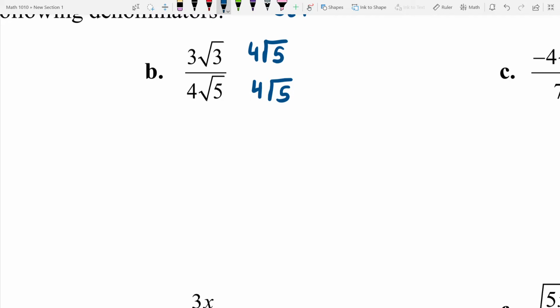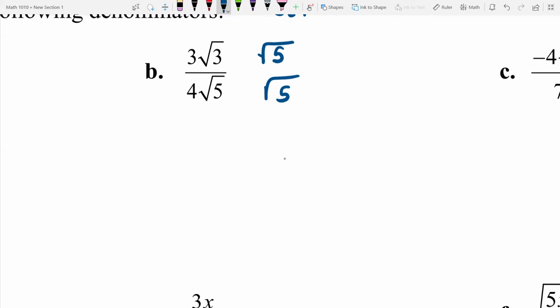Say it. Someone just said it. It's not in the square root, so I don't care about the 4. The 4's not a problem. The problem is the square root of 5. So all I have to do is multiply top and bottom by the square root of 5. Don't do the 4. You don't need to do the 4. Thank you, you two. Okay?